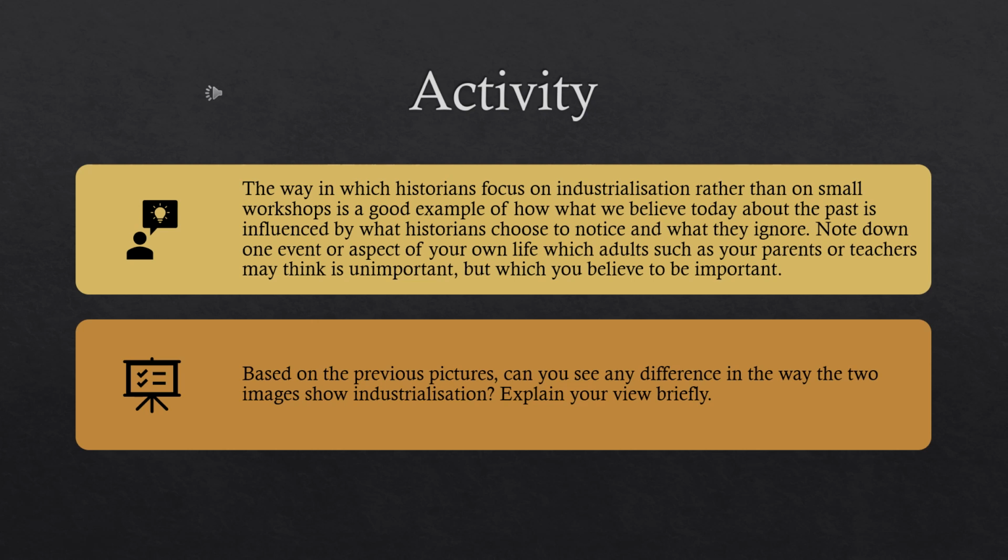Again, let's talk about this. Based on the previous pictures that we have observed and discussed, can you see any difference in the way the two images show industrialization? I have already told you that the two pictures show industrialization in different ways. In one picture, there has been glorification of industrialization. In the other picture, the dark side of industrialization has been shown. So explain your view briefly.